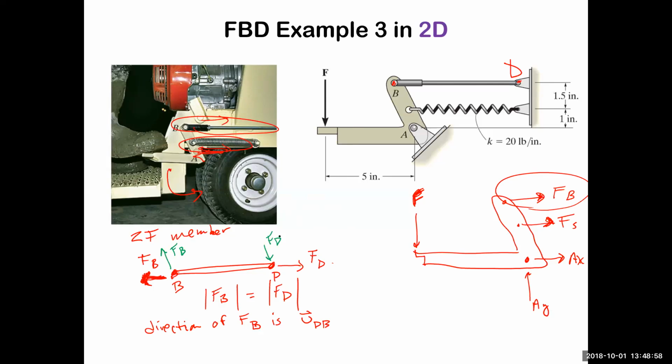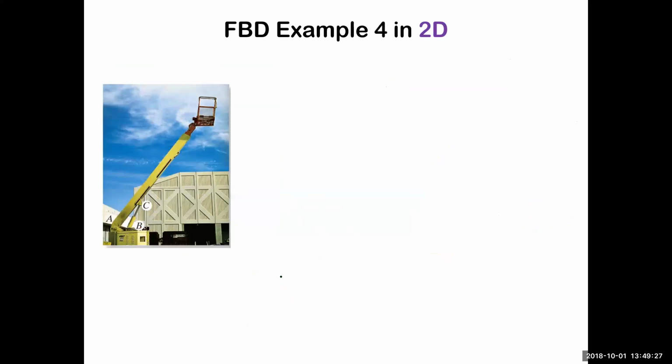Because then you have a moment, right? You've now got a couple moment. So the thing's not going to be in equilibrium, right? So that's not allowed. The only way that this two-force member could be in equilibrium is if the forces are acting along the line of the points where the two forces are acting. So there's really only one unknown. You know the direction of the force, you just don't know the magnitude of that force.